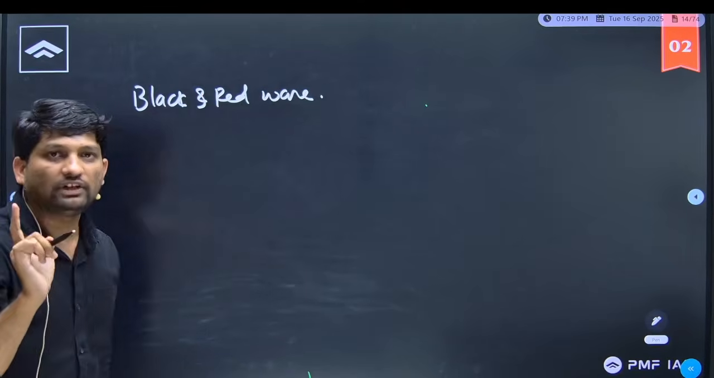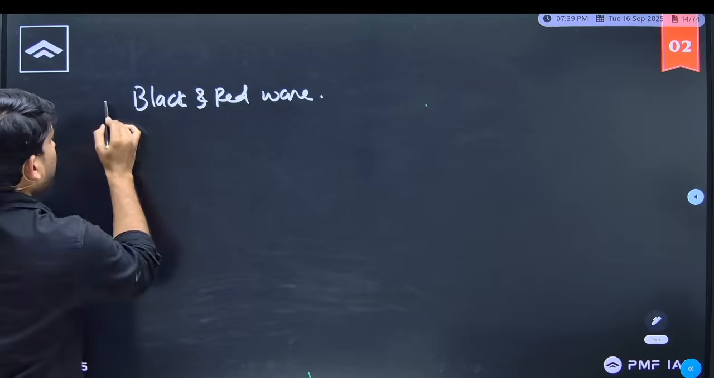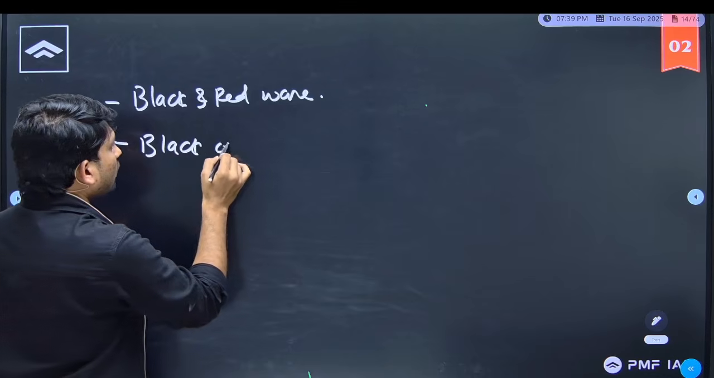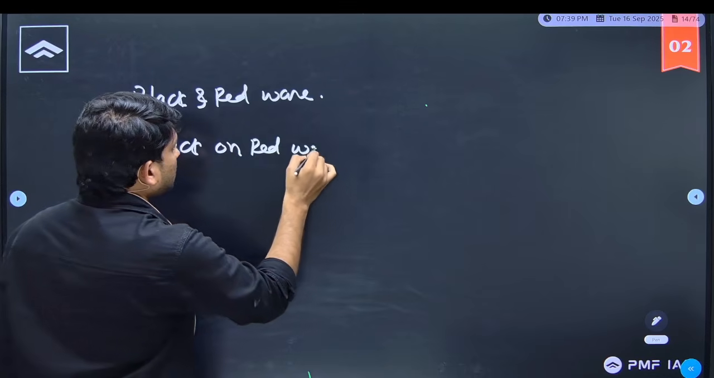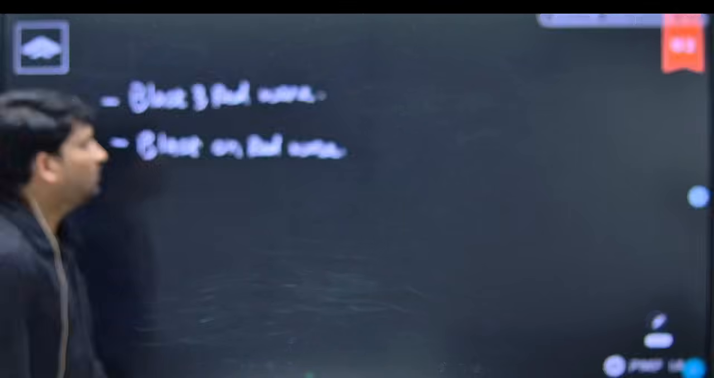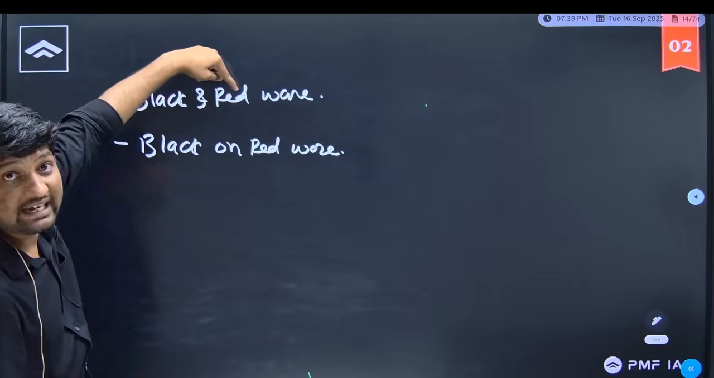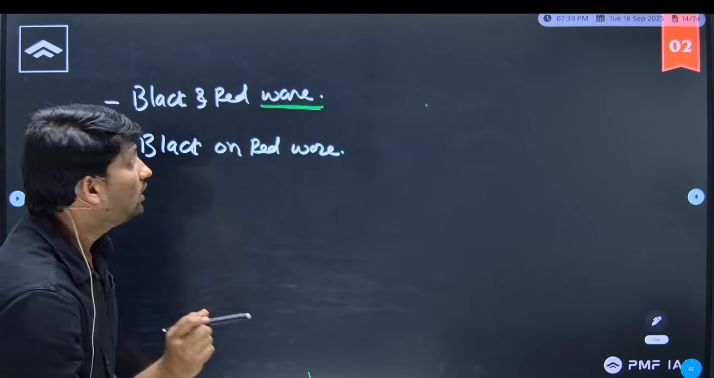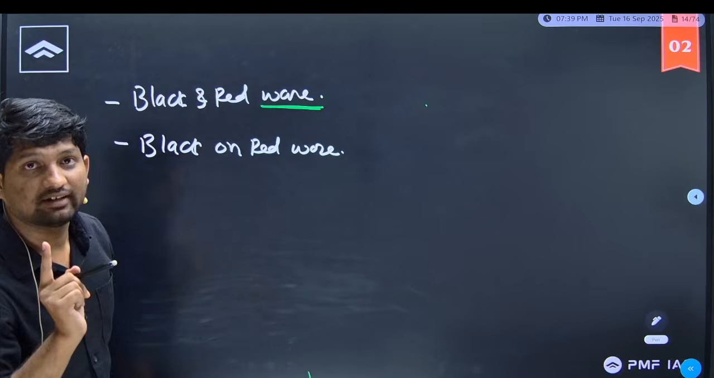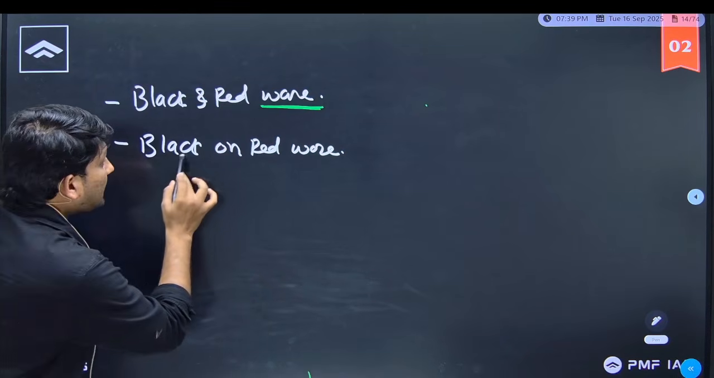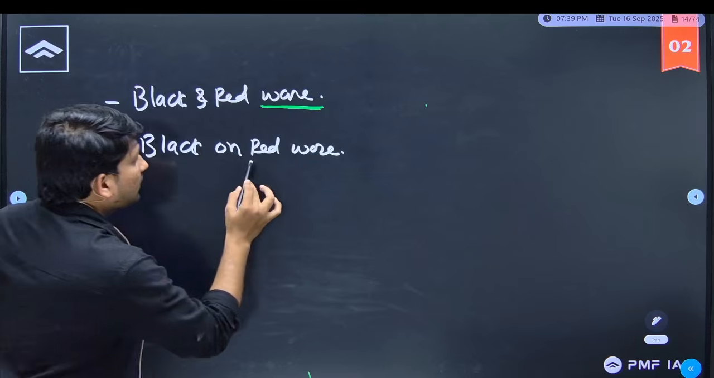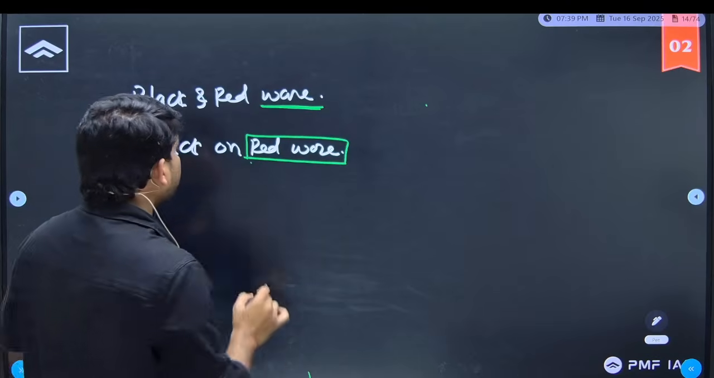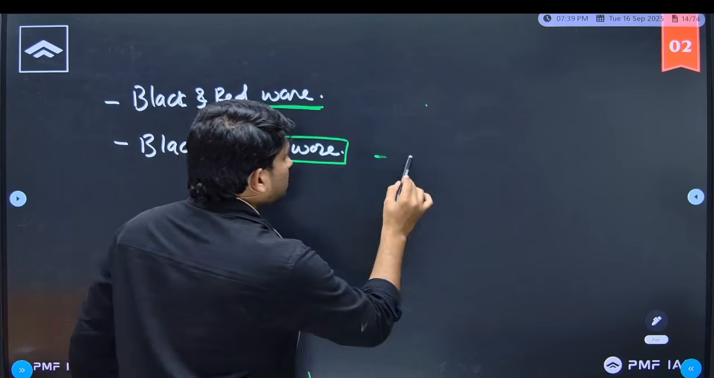Remember, two types. I will tell you the difference between black and red ware and black on red ware. Suppose this is a type of pottery. First is black and red, which means whatever pottery we have is black and red in color. Next, black on red ware means the color of the pottery is only red.